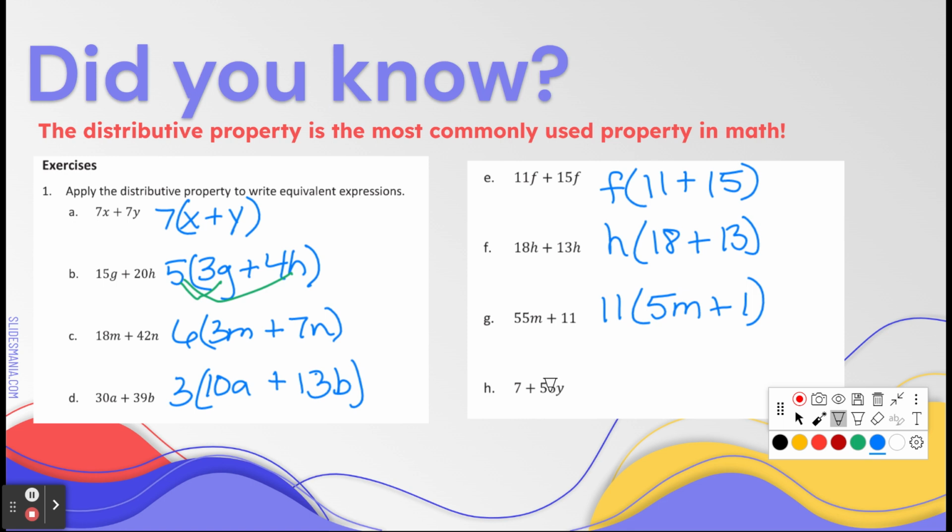Okay, our last one here. Again, only one variable, so we're going to look at 7 and 56. Well, 7 is a prime number, so I'm pretty confident that 7 is our greatest common factor. So 7 is outside of our parentheses. 7 times 1 gives me 7, plus 7 times 8y will give me 56y.